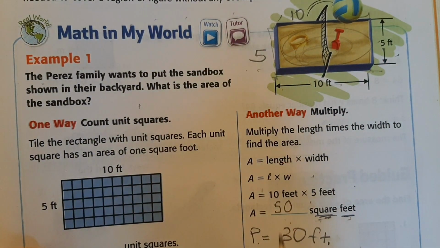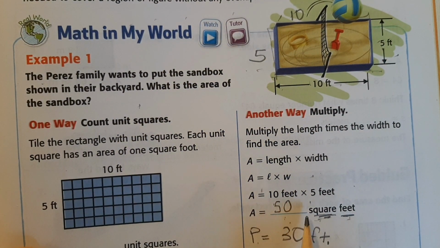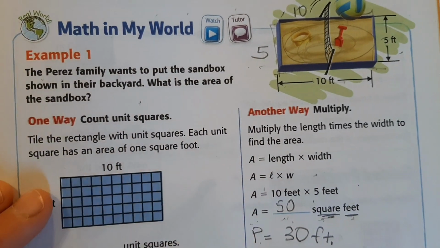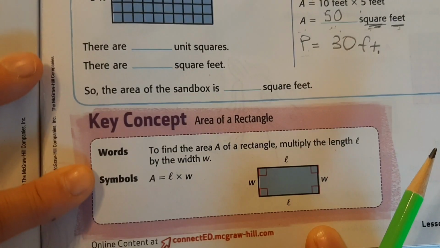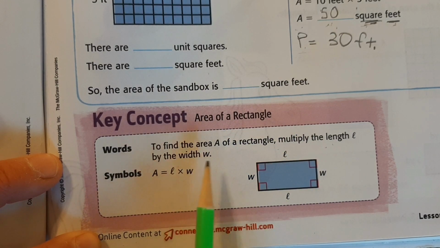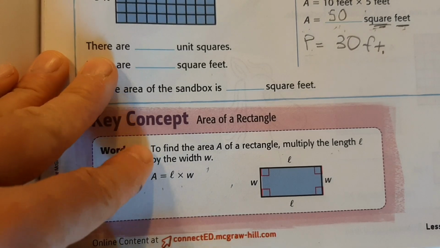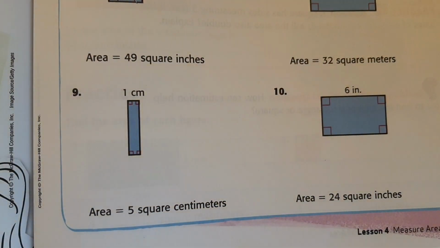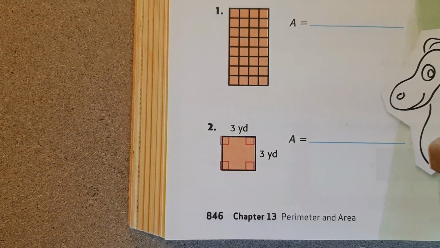So we're going to start working on that a little bit today. I want you to keep this straight. Area is all, perimeter is the rim, the amount around, all right? So let's take a look. You already know this. To find the area of a rectangle, multiply the length by the width. A equals L times W. Okay. Let's take a look now at page 846, right?